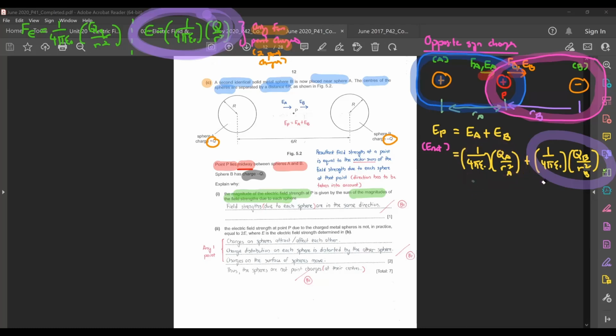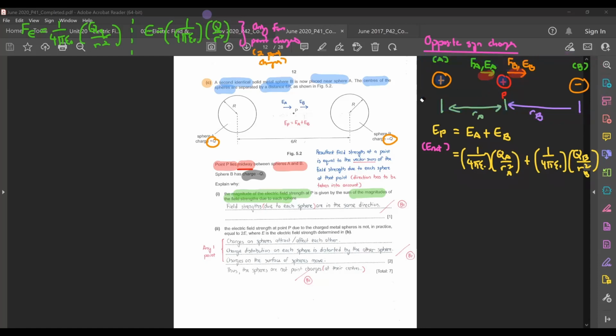All right, so this one just bear that in mind. Then after that, I go back to the question. So the question is really asking you right now, why is it that the magnitude of your field strength at P is the sum of the magnitudes of the field strength due to each sphere? In other words, they're asking you, why is it that EP is actually EA plus EB?